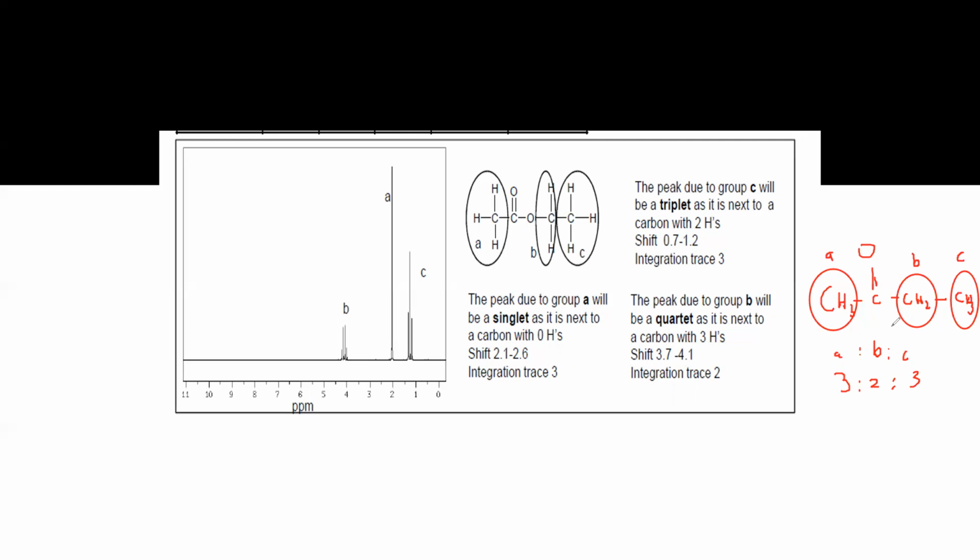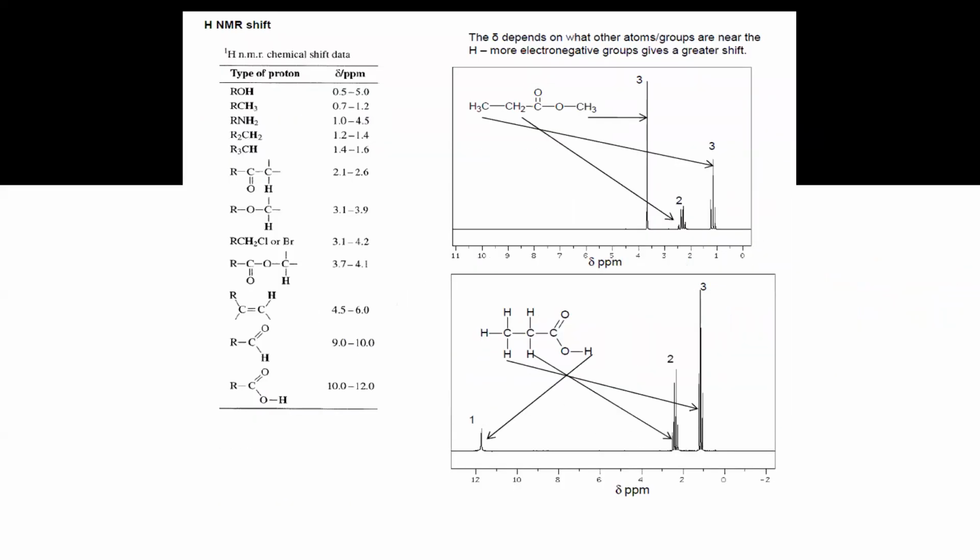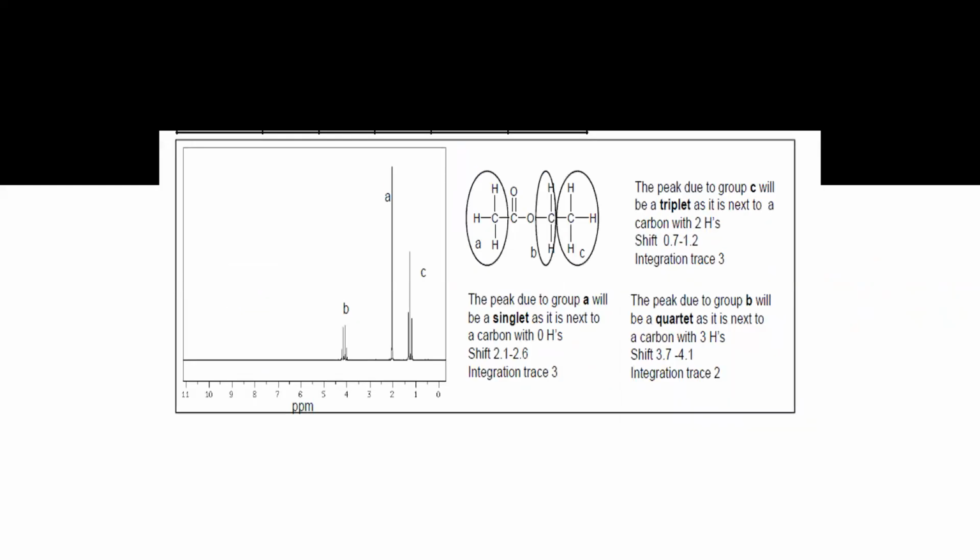For position, you have to go through the data booklet and check. For example, for group A, it is next to C double bonded with O, so the neighbor does not have any hydrogen. If the neighbor does not have any hydrogen, it will be a singlet. And what about the chemical shift? At which position will we have a chemical shift from 2.1 to 2.6? Because this is attached to C double bonded with O. When it is attached to C double bonded with O, you can see the range is from 2.1 to 2.6. So it will be a singlet at 2.1 to 2.6.